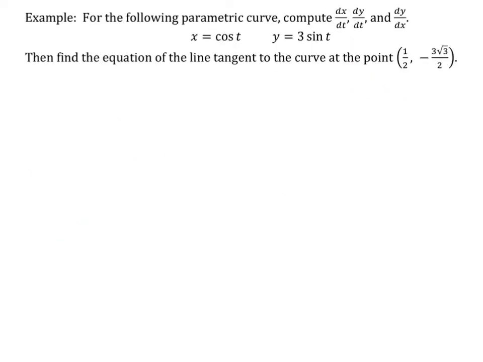So I have a second example here that's slightly different. Same thing, I'm asking you for dx/dt, dy/dt, and dy/dx. I'm giving you a parametric curve, and then I'm asking you to find the equation of the tangent line. The one difference here is I'm giving you the point of tangency instead of the time that I want the tangent line. On the one hand that's easier because we already have the point, but on the other hand it may be a little bit harder because we're still going to need to find the slope.